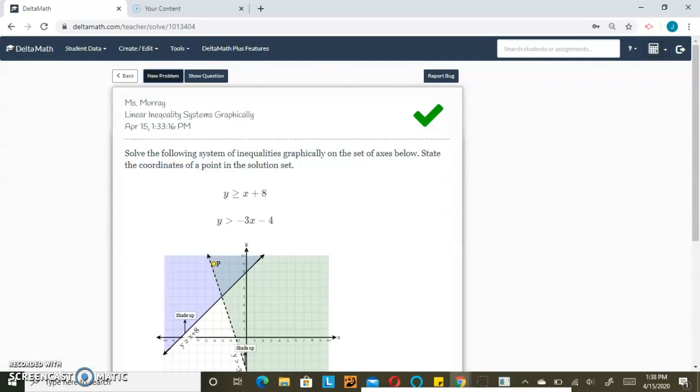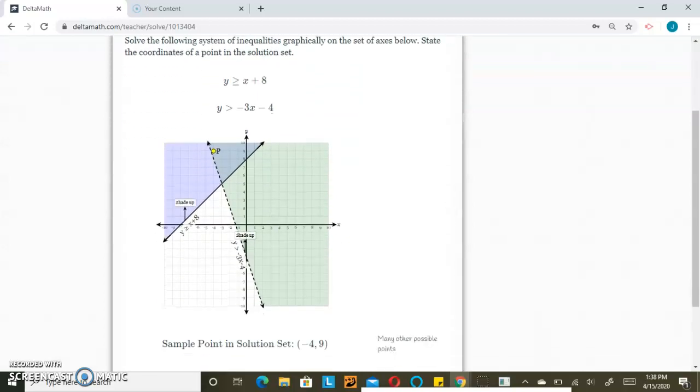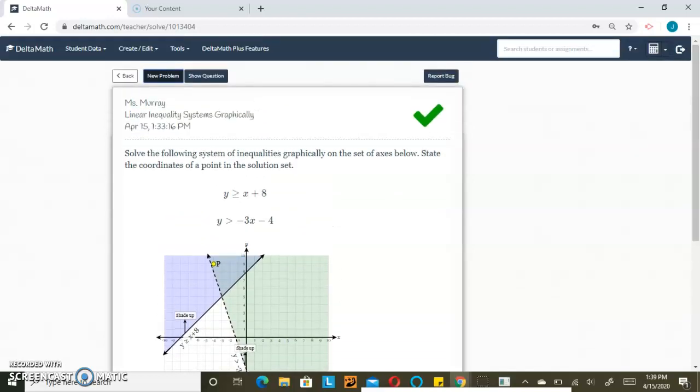Again, I could have picked any point. If by chance I got it wrong, their sample point was negative 4, 9, which is also, if you notice, in that shaded region, but you can pick any point here. So there's lots of different answers that you could submit and get correct. See how it says many other possible points. Right, let's try another one.